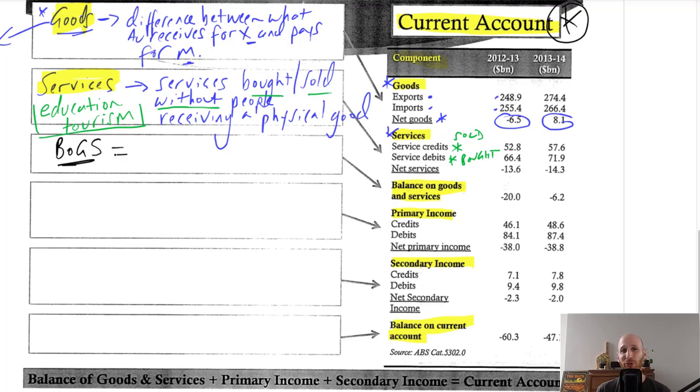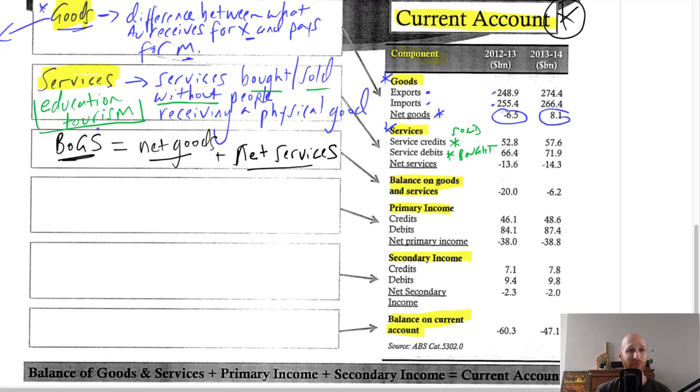And basically, to get the balance on goods and services, all we do is we add net goods and net services, and we get the balance on goods and services. We've done goods, services, we've got the balance there. Now we're looking at primary income. And primary income is a very important part of the current account and the balance of payments overall. When we talk about primary income, this is what we're looking at.